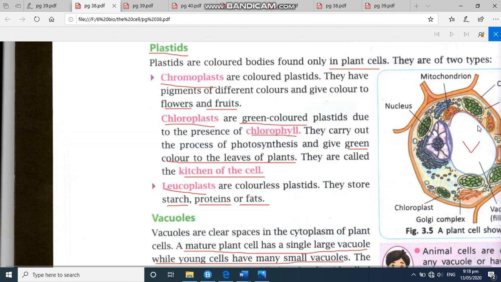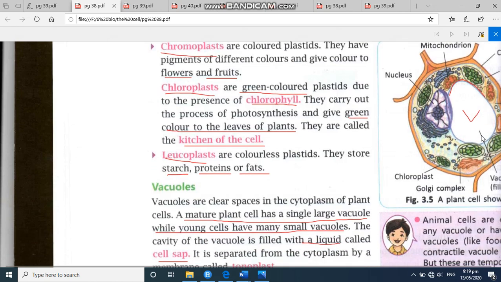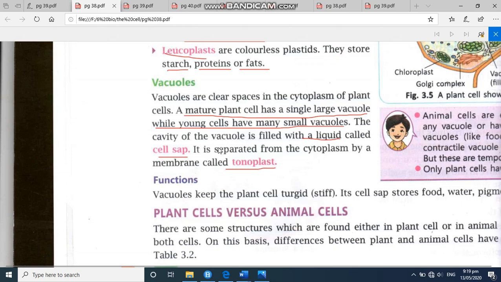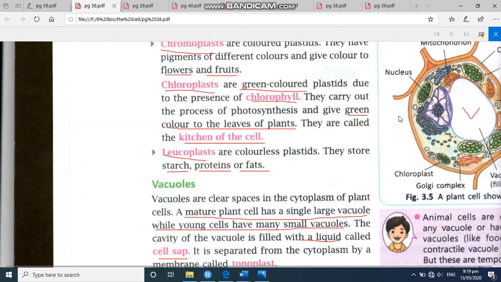See, this is the plant cell. Inner area is a huge space. Now this huge space is known as vacuole. I have written here V, right? So the cavity of the vacuole is filled with the liquid, which is known as cell sap. So it is separated from the cytoplasm.